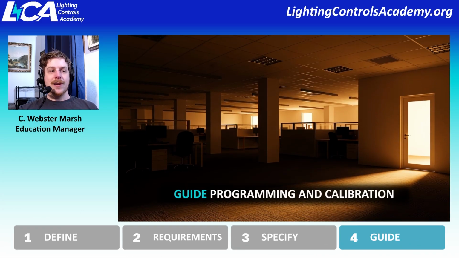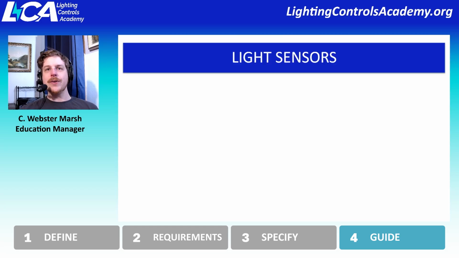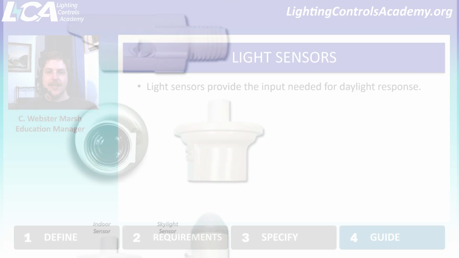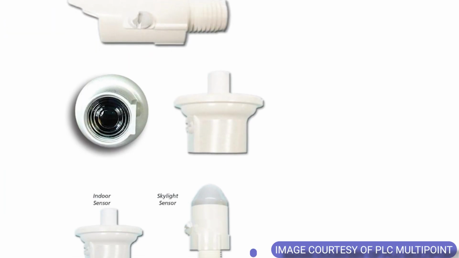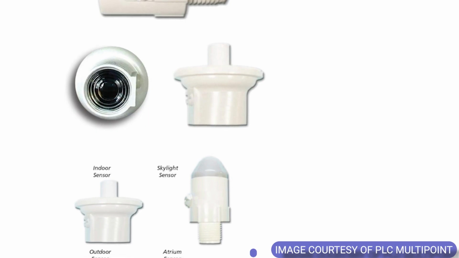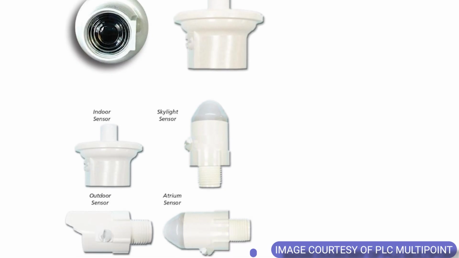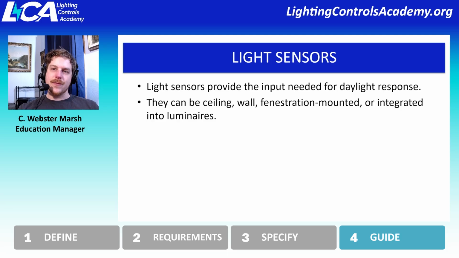All right, so now let's get into how we're programming and calibrating everything. The very first thing that we're going to be thinking about is the sensors themselves, how we are measuring the space. These are our eyes for the system and how the system can know what's going on. So the light sensors will have that input from the daylight. So they'll either detect the presence of light or they'll detect how bright it is, and they can either be mounted on the ceiling, mounted on the wall, they can be right on the mullions for the windows, or they can be even inside the luminaires with a little sensor that's poking out of it.